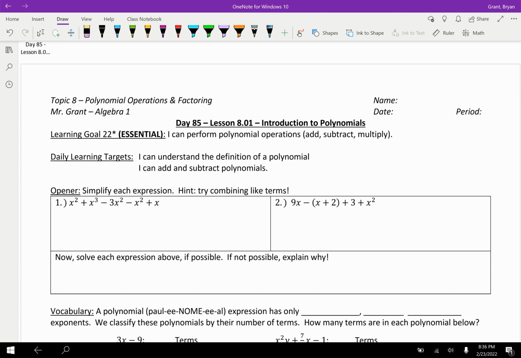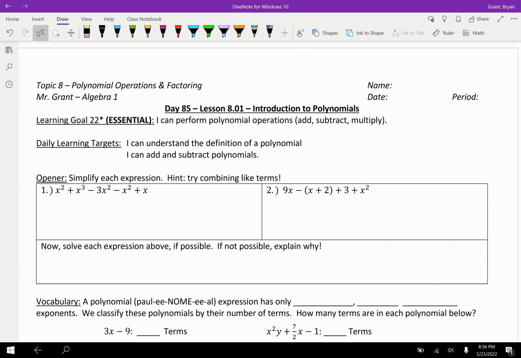Today's lesson should actually be a very mellow one, I hope. We have two daily learning targets for today. We want to understand the definition of a polynomial. What is this weird sounding word that I'm saying? And then we also want to be able to add and subtract polynomials.